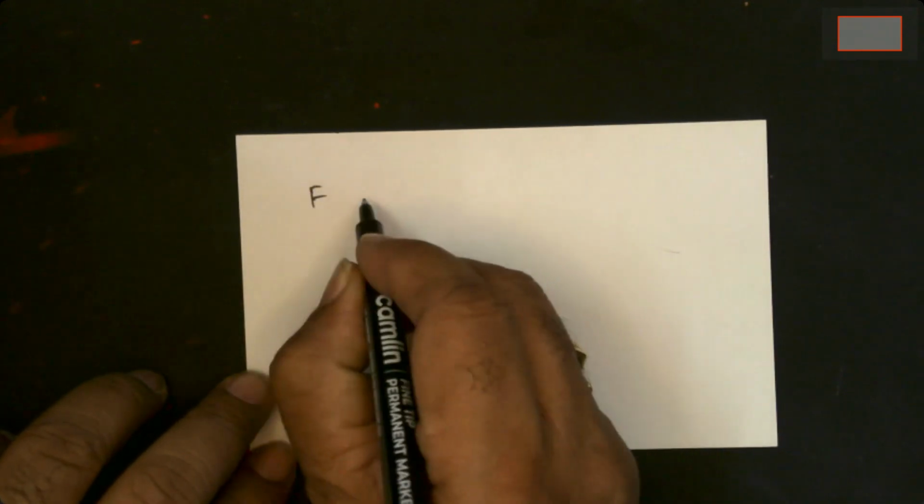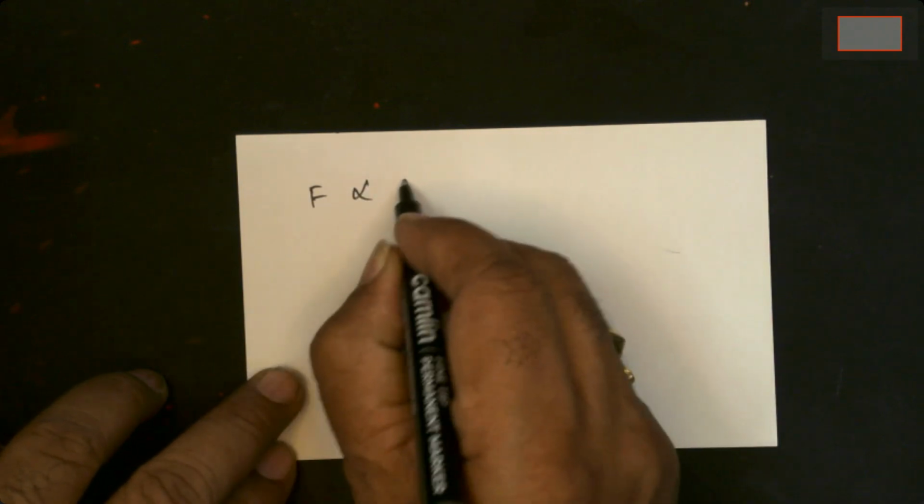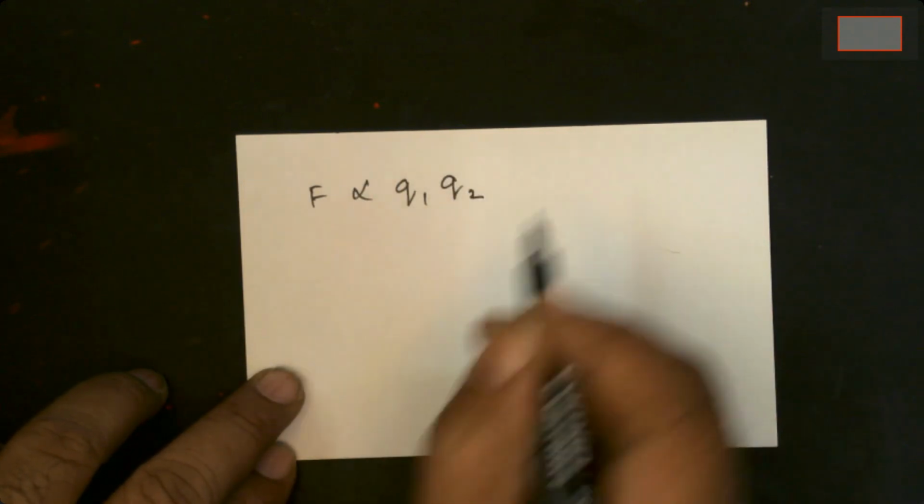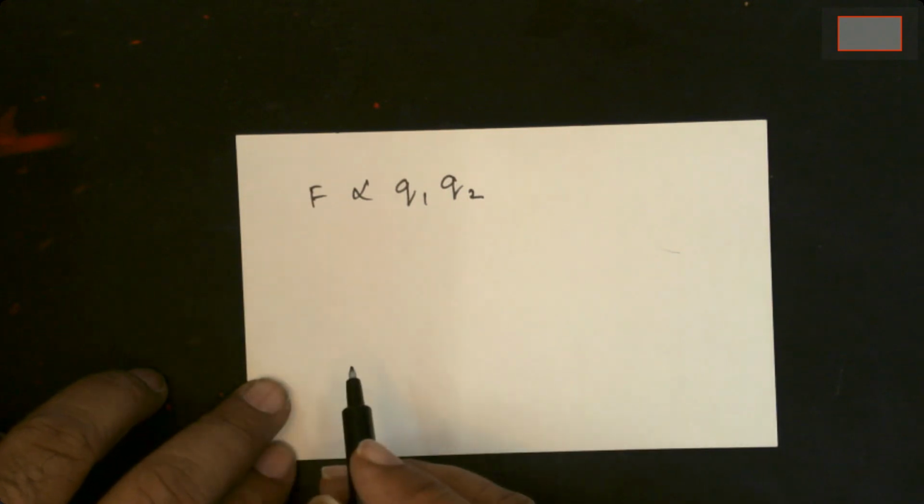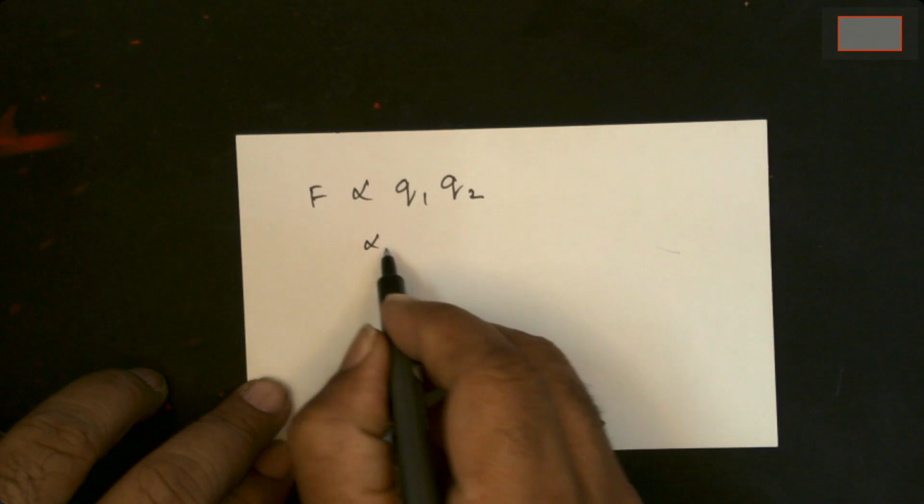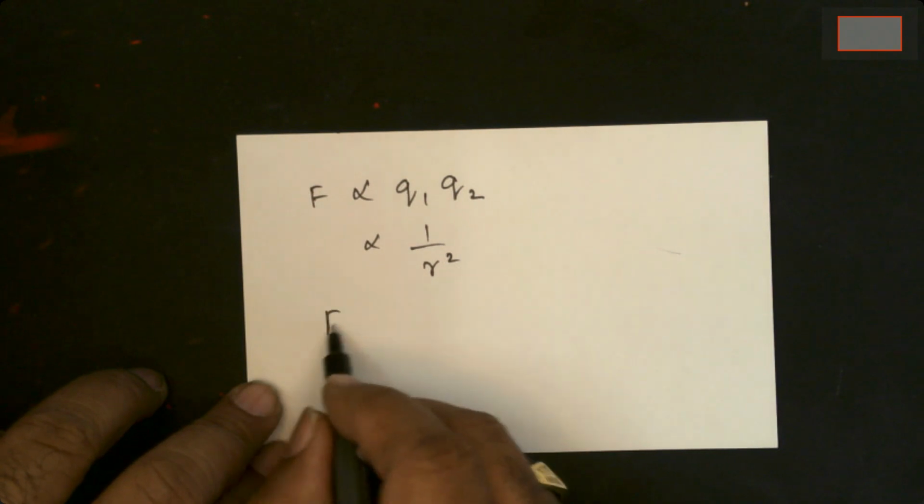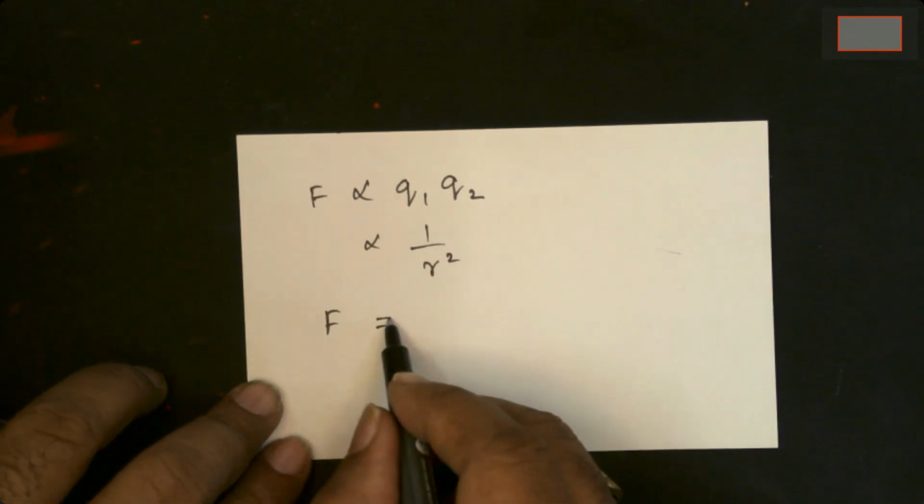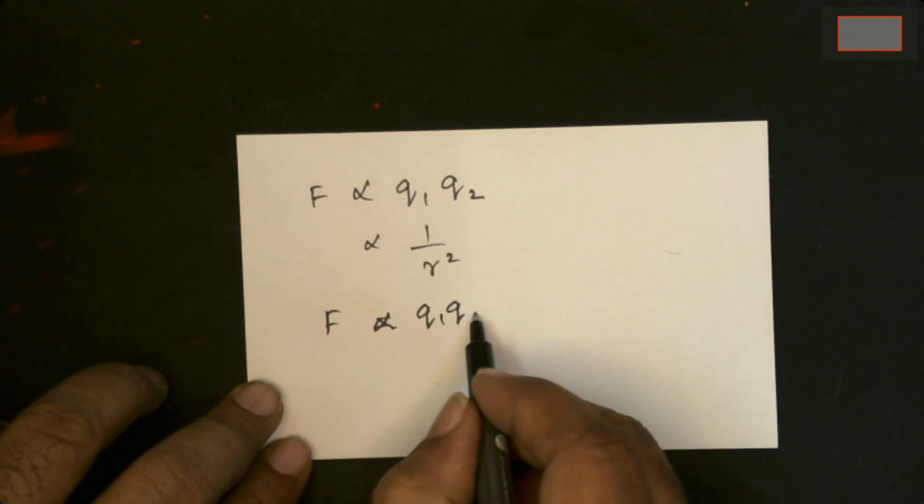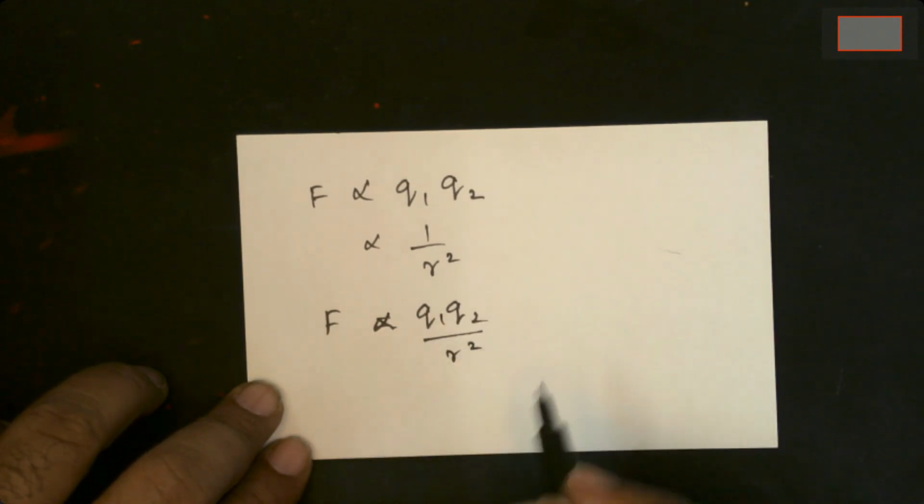So, according to Coulomb's inverse square law, take down, F is proportional to Q1, Q2. Let me consider two charges. So it is directly proportional to the product of the charges and inversely proportional to the square of the distance between them. So you can combine these two.